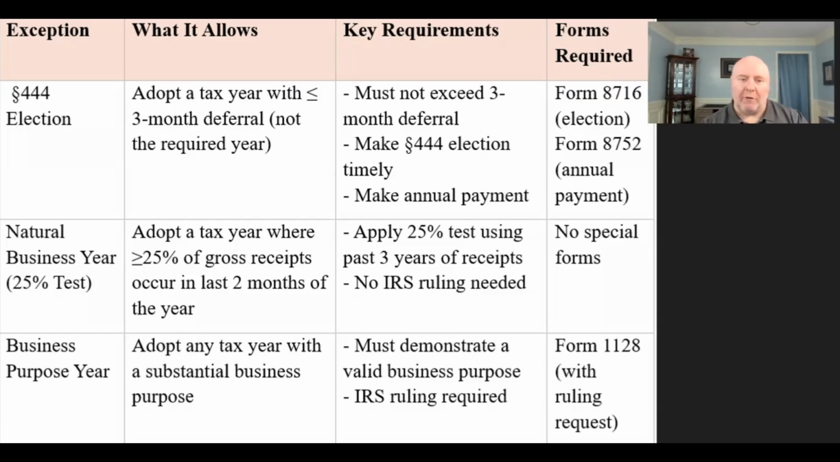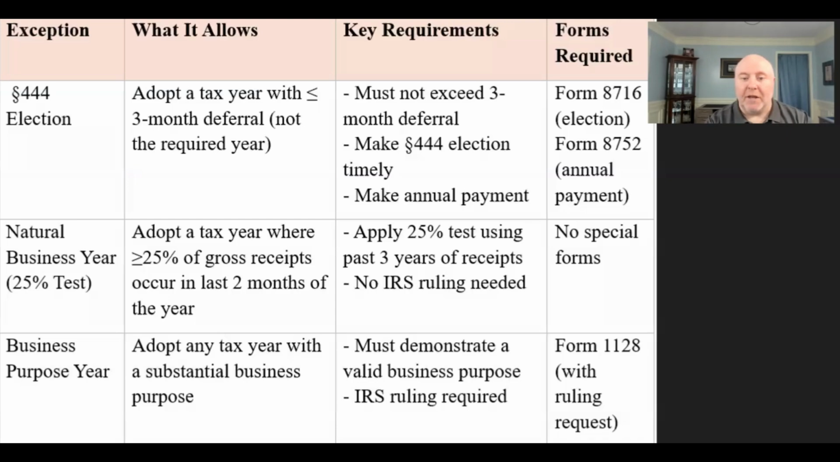The first one's what we call a 444 election, because it's coming from section 444. What it says is we can take a partnership tax year other than our required tax year as long as the new tax year is within 3 months of our required tax year. So if our required tax year was, say, December 31st, we're a calendar year, we could do an October 31st, because our 3 months deferral would be all of November and all of December, right? So we would have within 3 months of the required tax year, we're doing a deferral.